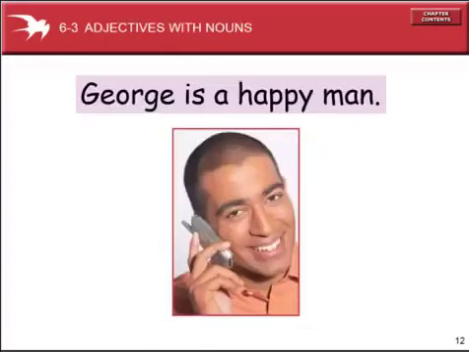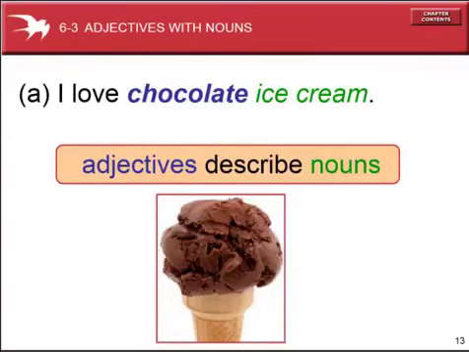Now, adjective with a noun. George is a happy man. We know that there are two modifying words: one is an adjective, another one is an adverb. An adjective modifies a noun and pronoun, and an adverb modifies an adjective, a verb, and another adverb. Here you will see, I love chocolate ice cream. Chocolate is an adjective. It describes the ice cream.